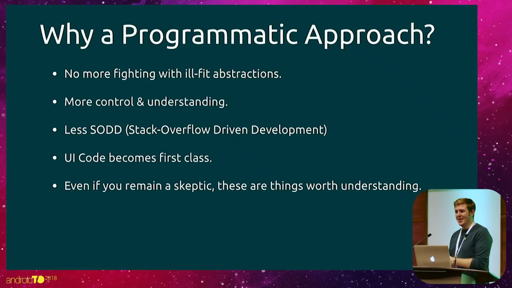I also like that UI code then becomes first class. You're not moving everything over into XML. It's treated as first class code like the rest of your code. It can be tested, you can deal with static typing, and so you can leverage a lot of those benefits. Also, as a side note, XML feels like it's slowly turning into an imperative language in Android just because it doesn't do what we want to do, so now we're adding stuff to it. And finally, even if you still think I'm crazy and remain a skeptic, I think these things are still worth understanding because it gives you a solid understanding of the underlying principles. It's really worth understanding how these things work.